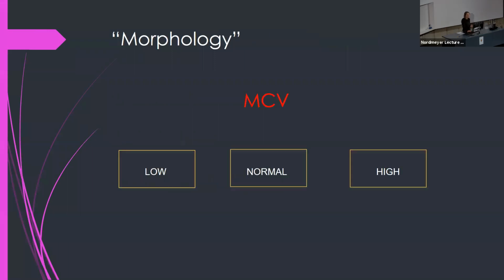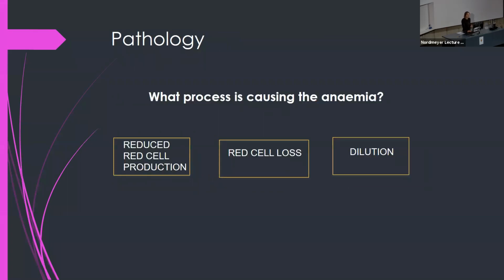And this is the morphology. So you've got low, normal, or high MCV: small, normal, large. And the other one is the reticulocyte count. So if there's a reduced red cell, what is the pathology underlying? What's the kind of pathology process?